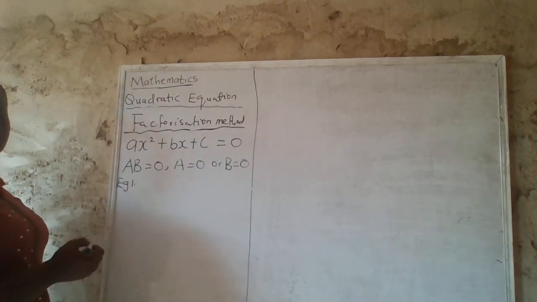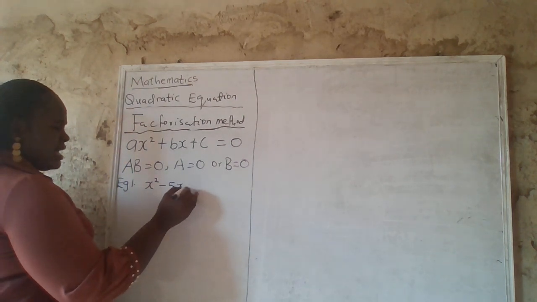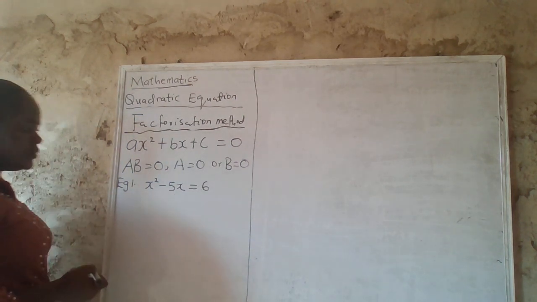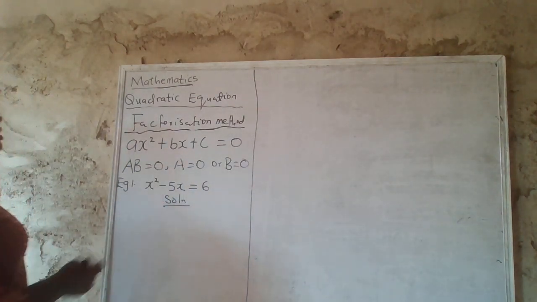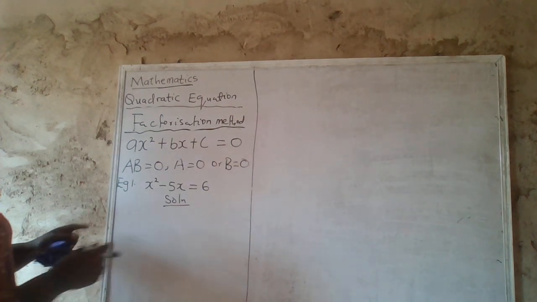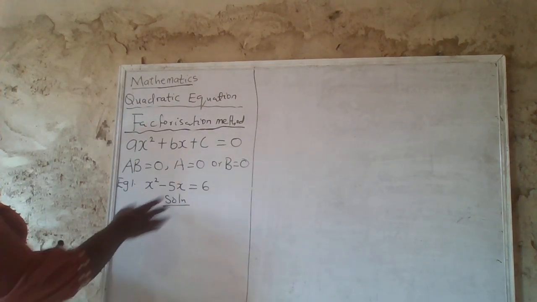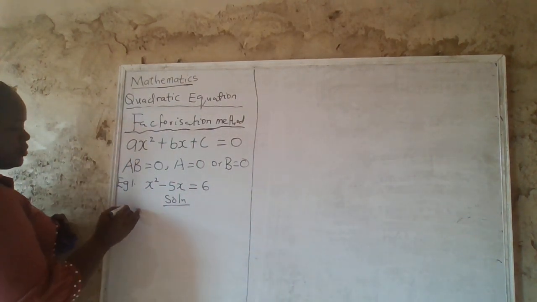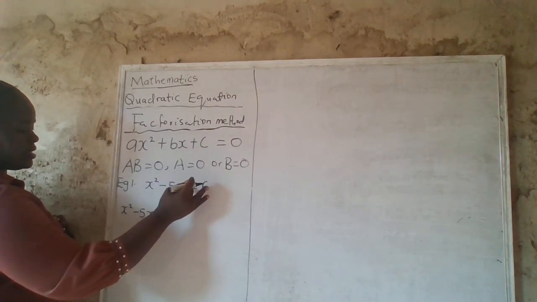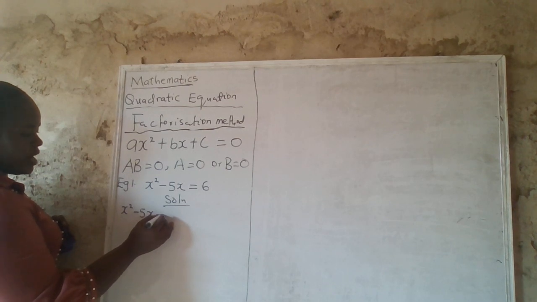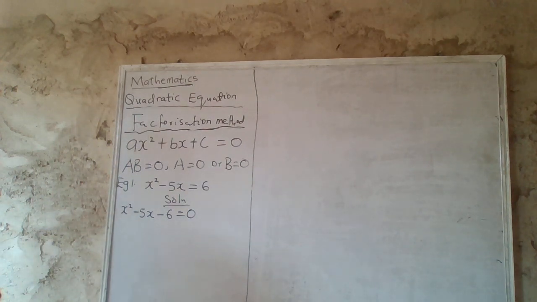Example 1. Given that x squared minus 5x is equal to 6. Solution. To solve this, we try as much as possible to rewrite it so that we can factorize. Rewriting this in the general form of the quadratic equation, we have x squared minus 5x. Taking 6 to this side, we have minus 6 equals 0. This is what we'll factorize to continue.